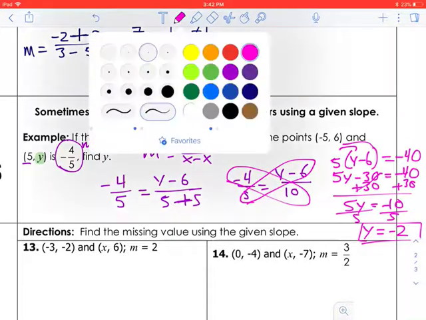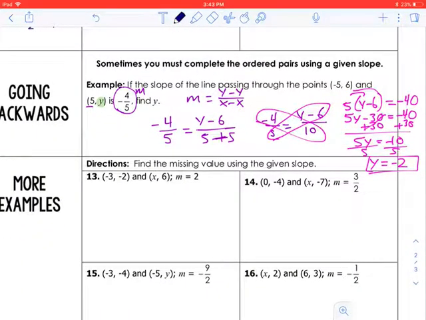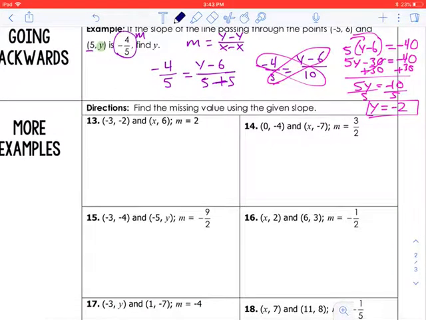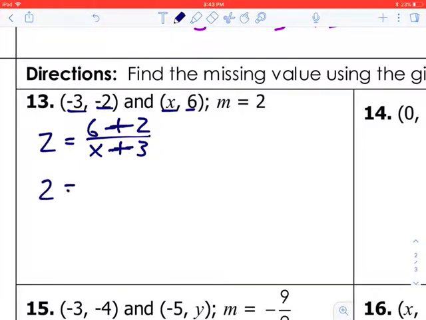Okay? Now, that obviously took a little longer than it will have to every time. Okay? But that's kind of the idea. All right? So in this case, my m is 2. So it's 2 equals y minus y, 6 minus negative 2, over x minus x. So x minus negative 3. Both of those become plus. So I've got 2 equals 8 over x plus 3.